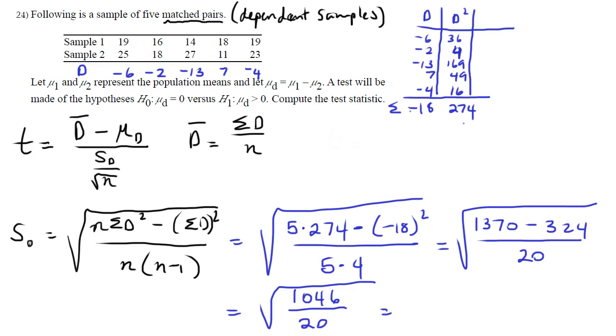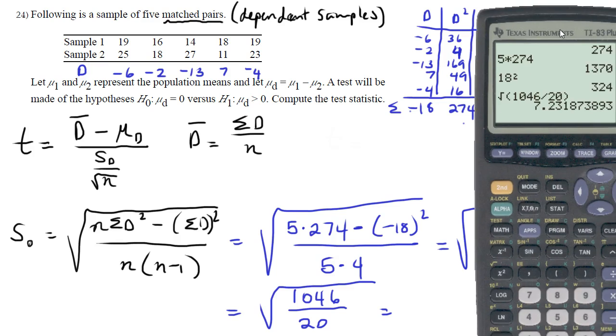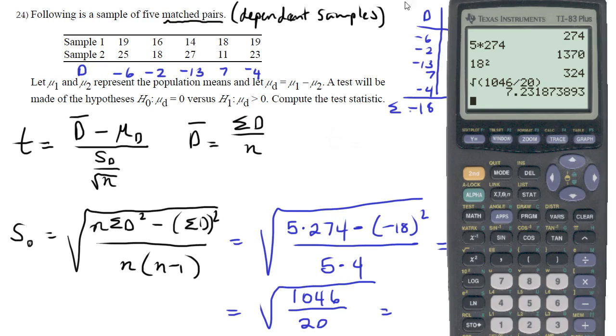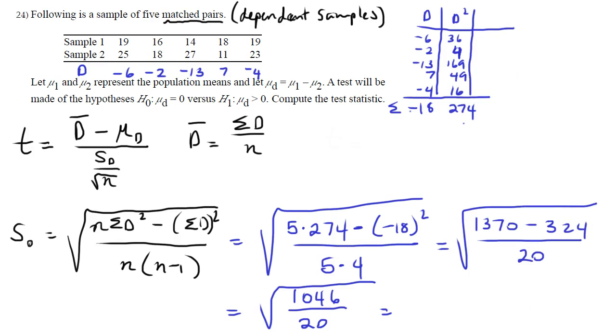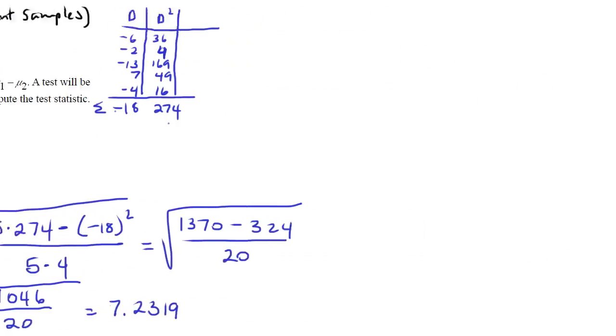You can do that all in one. Square root of 1046 divided by 20. Oh, it's in the calculator here. 7.2319. That's SD. Okay, 7.2319.